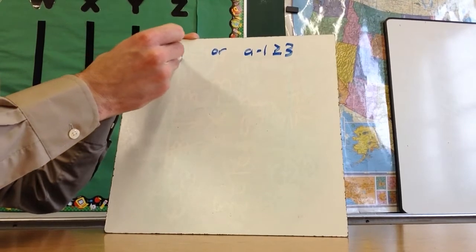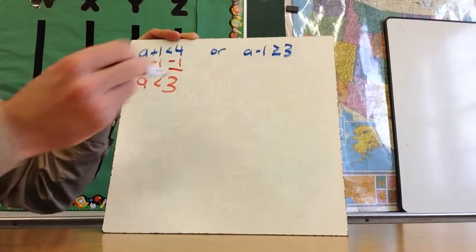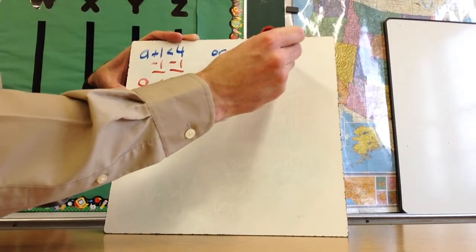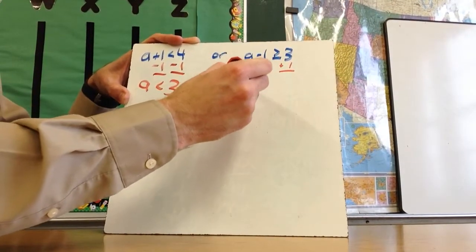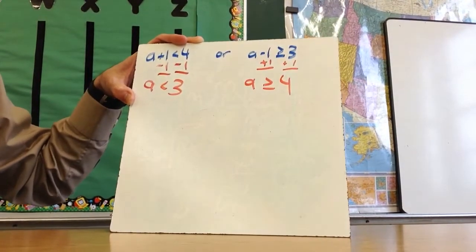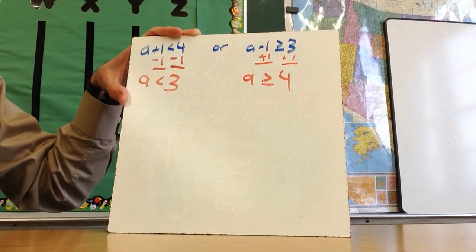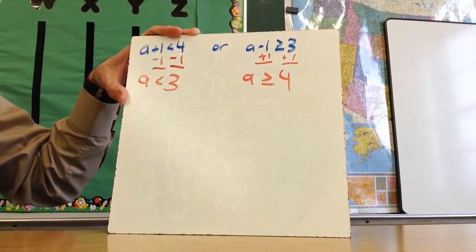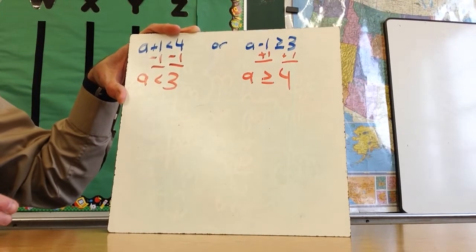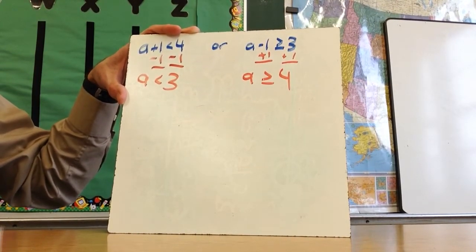And so solving this one, I'm going to subtract 1 from both sides. So a is less than 3. And over here I'm going to end up adding 1 to both sides. And so a is greater than or equal to 4. Okay, now I'm not going to put the a in the middle because this is not an and. The variable went in the middle when it had to be greater than one number and less than another. In this case, it's going to be either or.